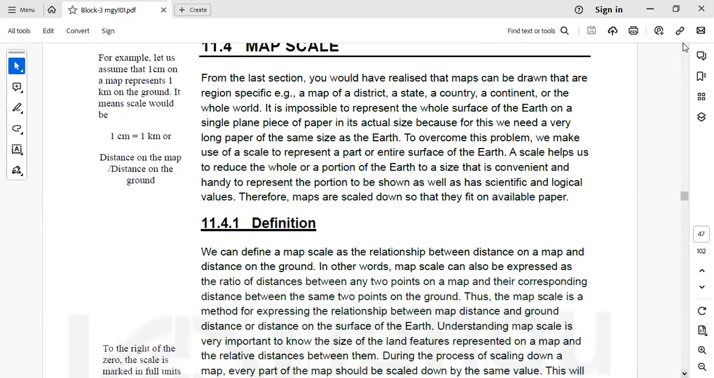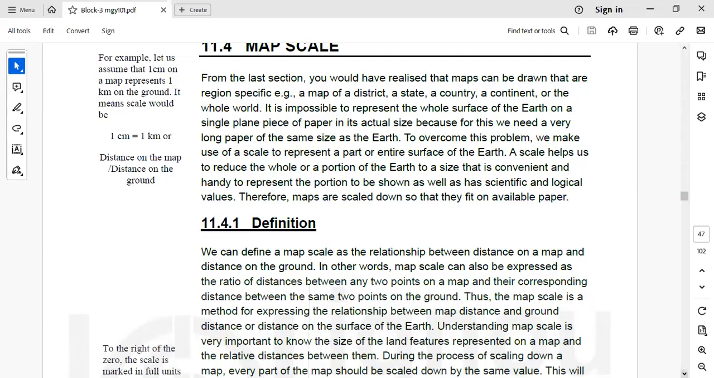Now I will discuss the map scale. For representing a part or the whole surface of the earth, we need a scale, because a scale allows us to reduce the whole or a portion of the earth to a size that is convenient and handy to represent the portion to be shown, as well as having scientific and logical value. This is the reason that all maps are scaled down so that they fit on the available paper.